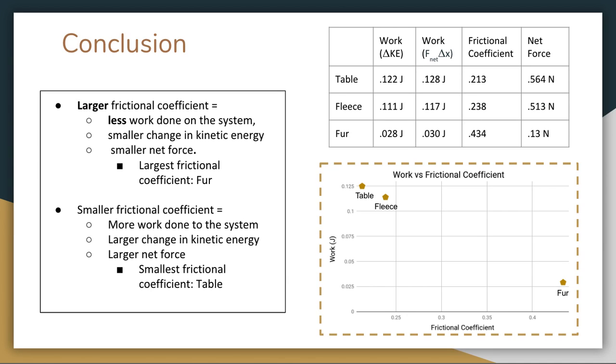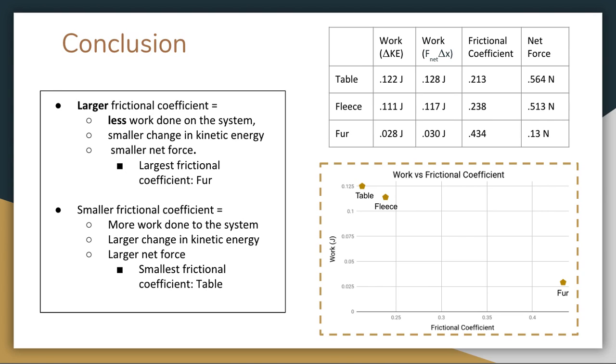In conclusion, we found that there is an inverse relationship between the frictional coefficient and the amount of work done to the system and the kinetic energy. As shown by our graph and table, as the frictional coefficient increases, the amount of work done to the system decreases. A larger frictional coefficient indicates a larger resistive force to be overcome by the energy put into the system, work, so the system will have a smaller net force.